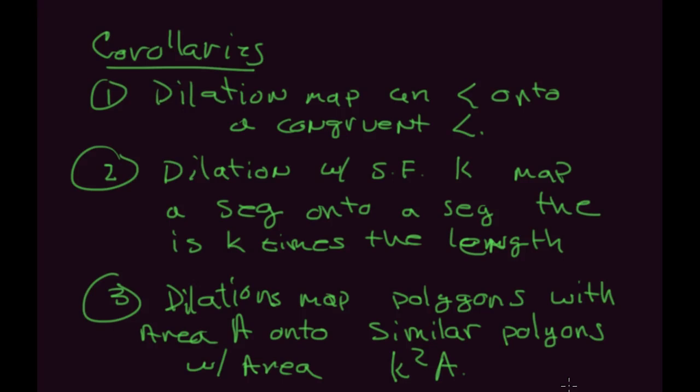All right, so that's the whole gist here. Basically, the upshot is that dilations map things onto similar figures. The angle size is preserved, but the side length is multiplied by k. The area is multiplied by k squared.